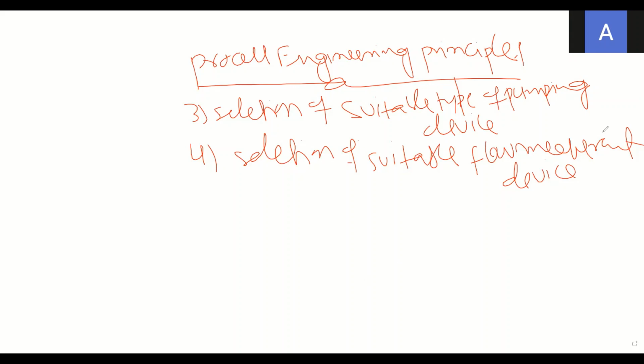Orifice meter. Very good. Orifice meter, venturi meter, rotometer, pitot tube. These are what here? Suitable. What, beta, are these? Pumping devices. Not pumping devices, beta.